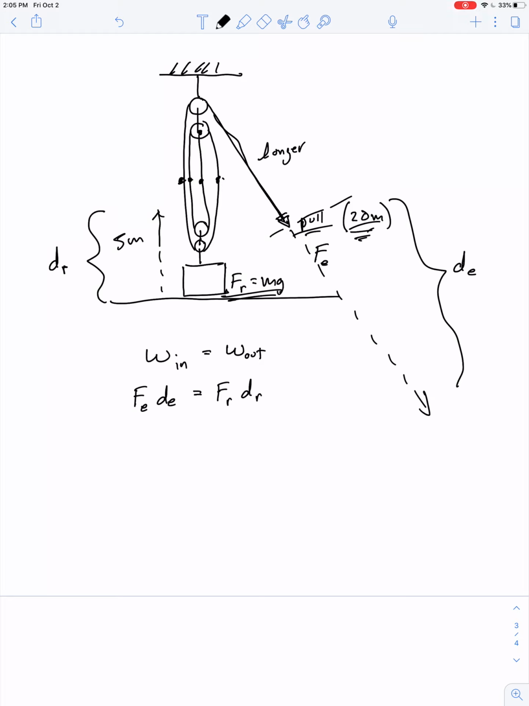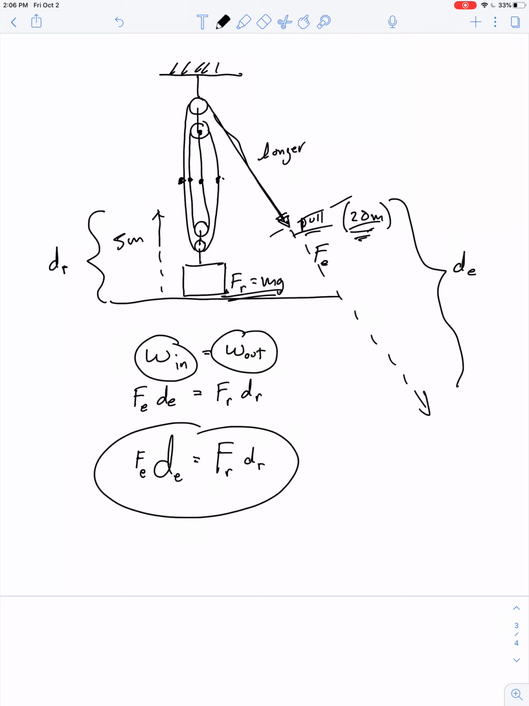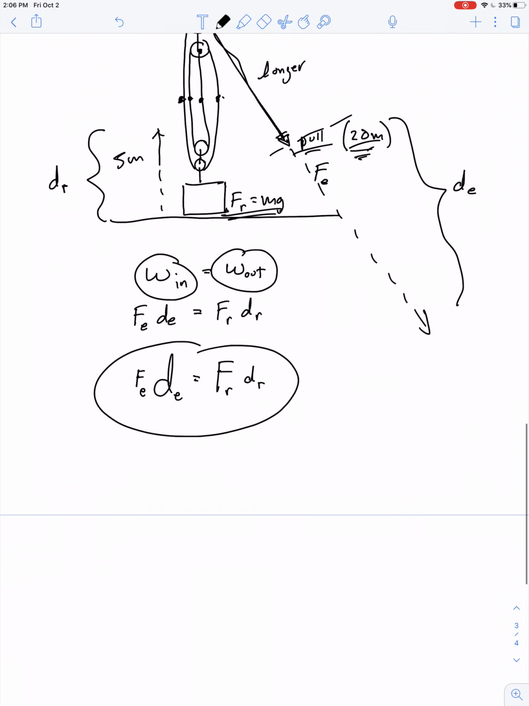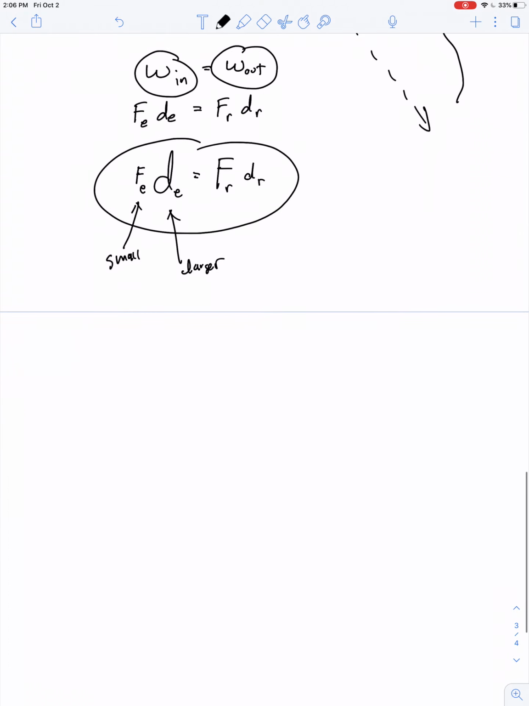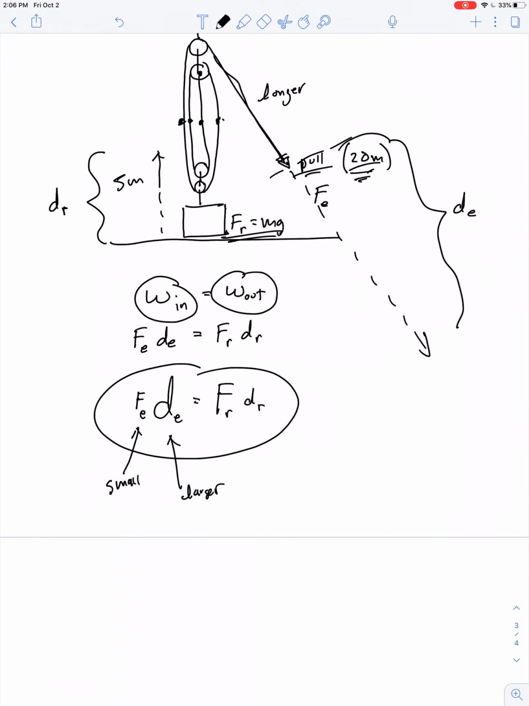Okay, so I guess what we're really trying to say here is let's make it a small effort force and a big effort distance so that we can overcome a large resistive force that's moving a smaller distance. In the end, it's the same amount of work. It's just that the work is done using a smaller amount of force over a larger distance. That's the trade-off with all simple machines. And because of that, if the distance is longer, then it's probably going to take more time to lift the object using the pulley system.